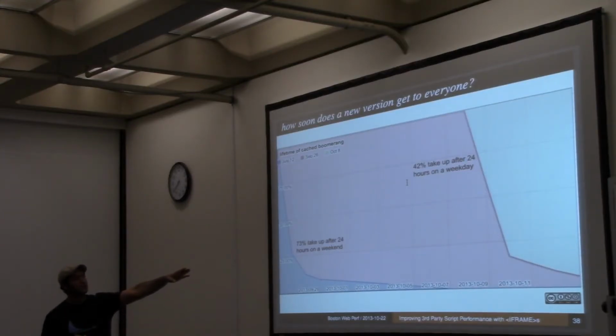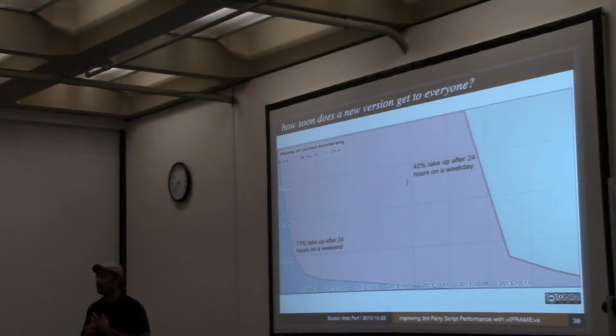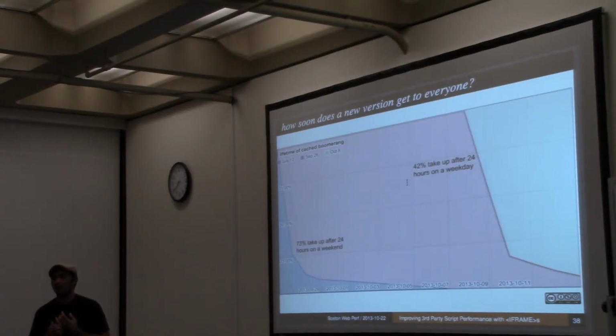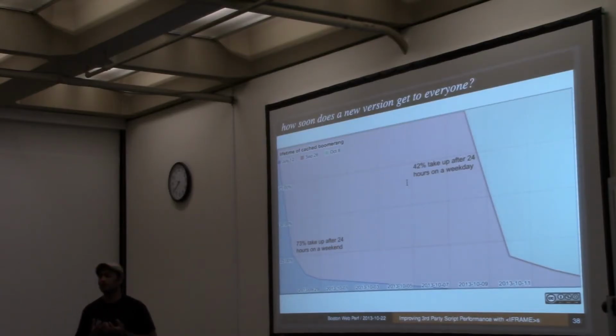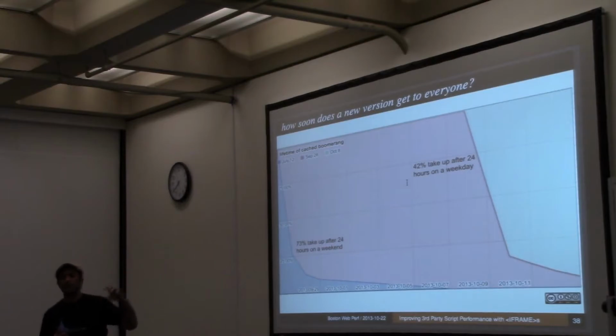It took about, in 24 hours, about 73% of all requests were coming in with a new version of JavaScript. So that means in 24 hours, 73% of all users had refreshed their caches. The same thing on October 8th, when we pushed it out, that was midweek. We found that after 24 hours, only 42% of people were using the new version of cache.